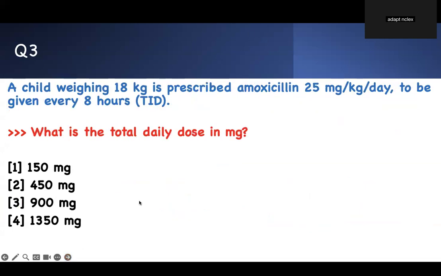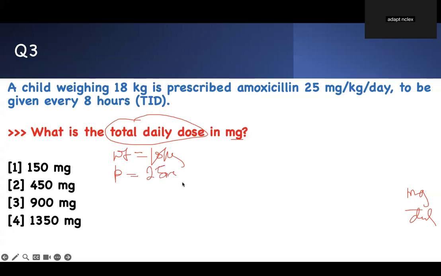This one is a little bit harder, but you got to be careful. What is the total daily dose? That means the total amount that you're going to give. You always want to read this portion so that you know in milligram, that means I'm going to have milligram answer, but this is the total daily dose, right? A child weighs 18 kilos. That's the prescribed dose. That means every kilo of the child will get what? 25 milligram per kilo per day.